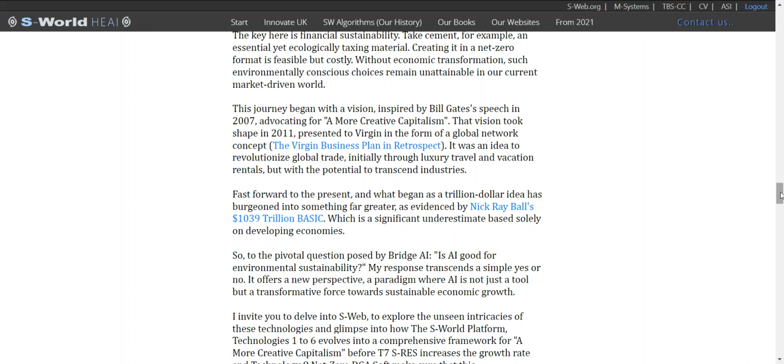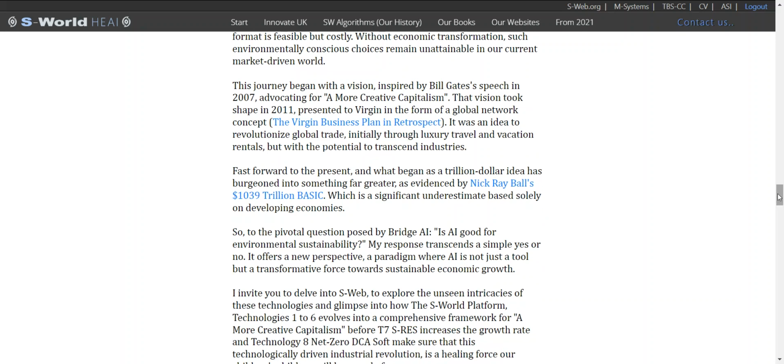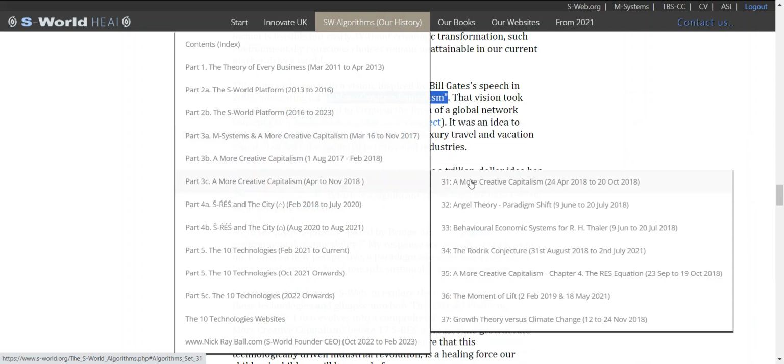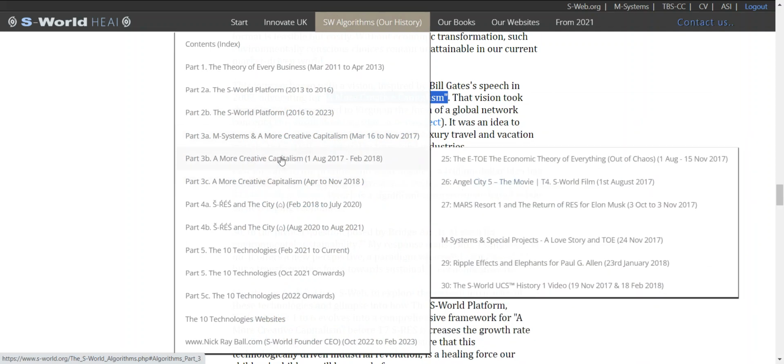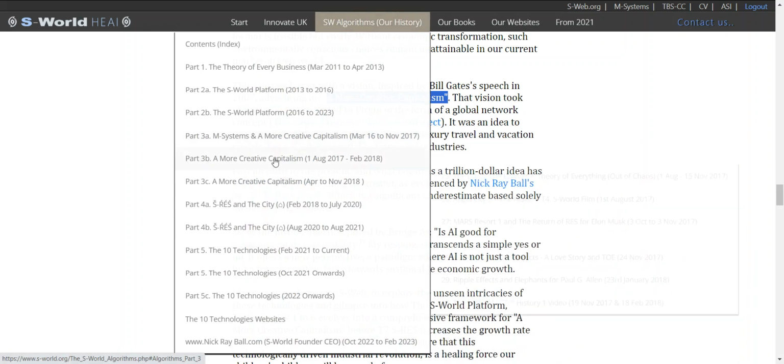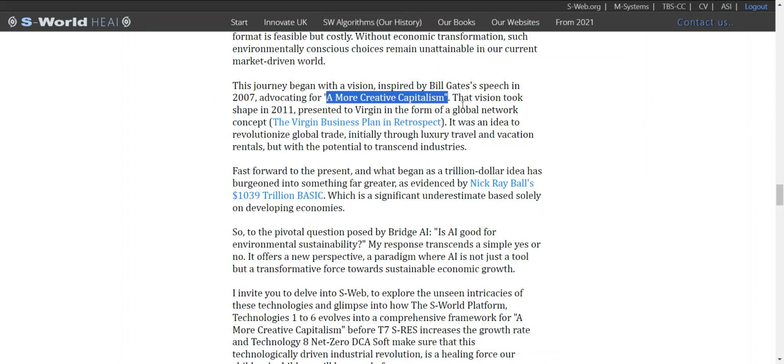Okay? This journey began with a vision inspired by Bill Gates' speech in 2007 advocating for a more creative capitalism. If you look on this, there's a lot of books and stuff on a more creative capitalism here, part 3, but you need a login for that. That vision took shape in 2011.